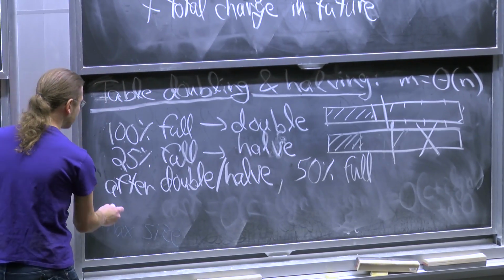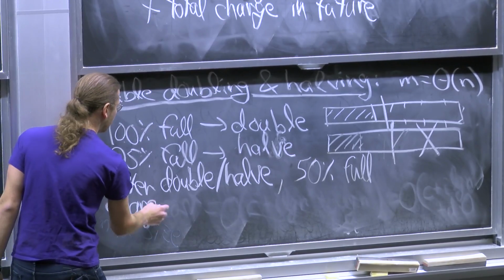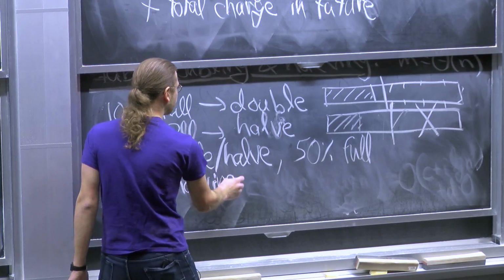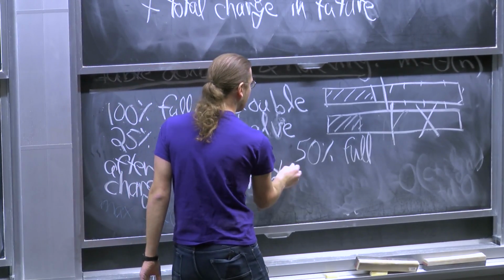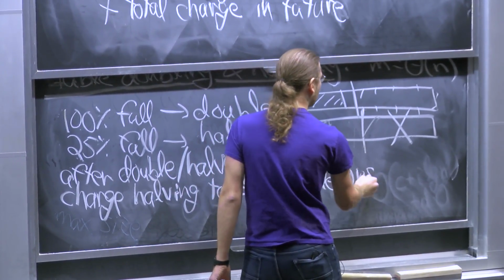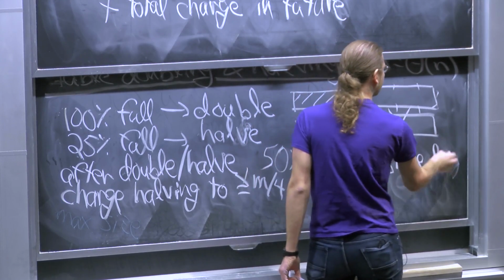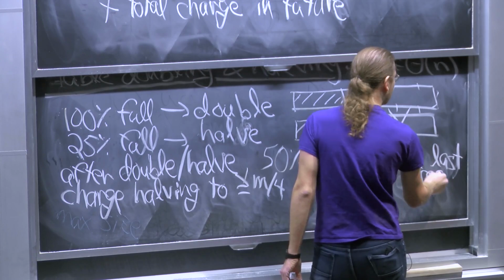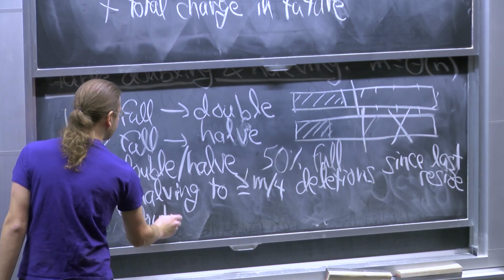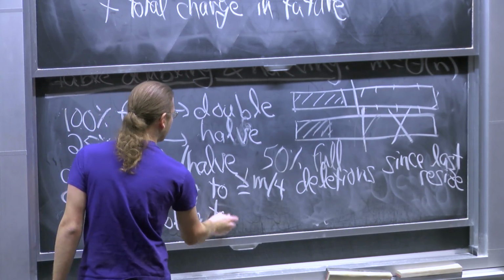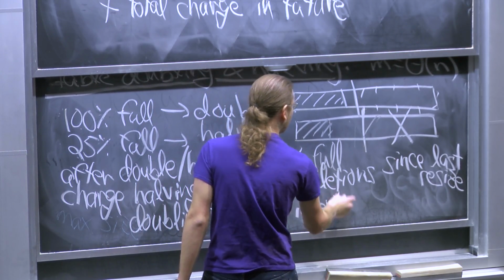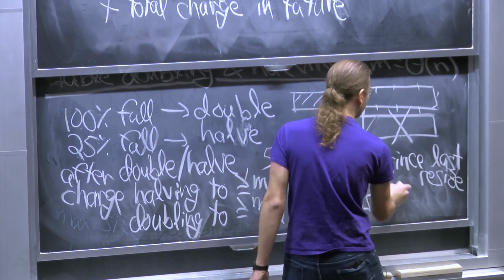So I'm going to charge a halving operation to the at least m over 4 deletions since the last resize of either type, doubling or halving. And I'm going to charge the doubling to the at least m over 2 insertions since the last resize.